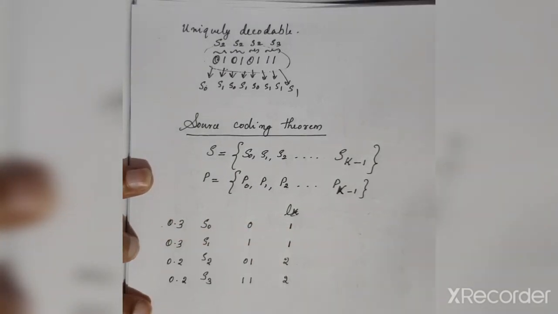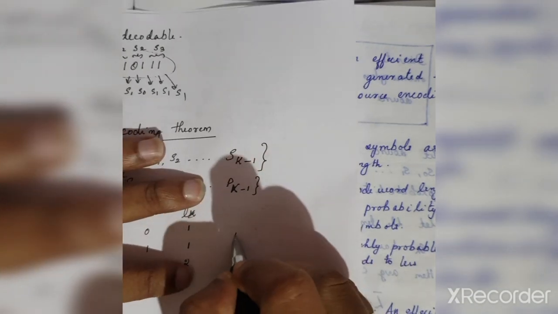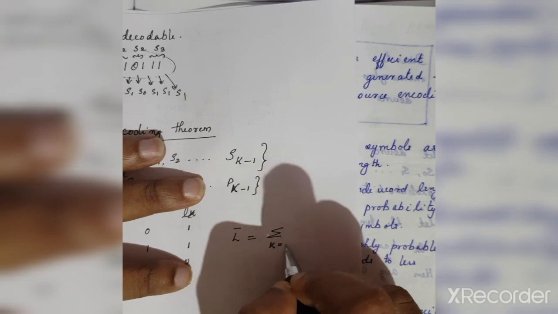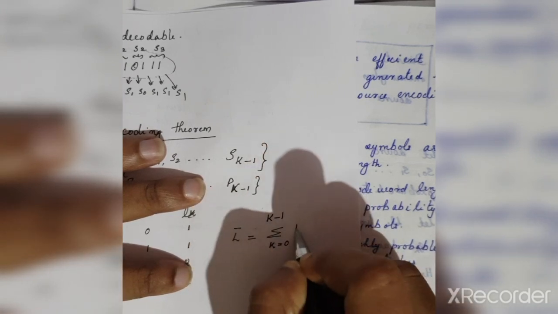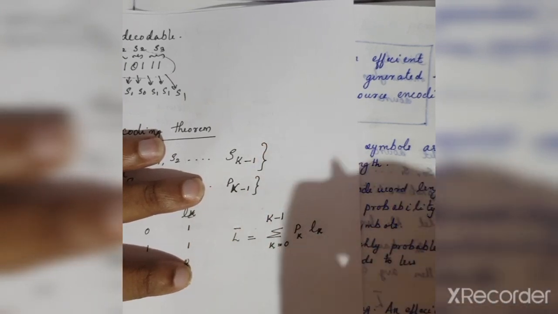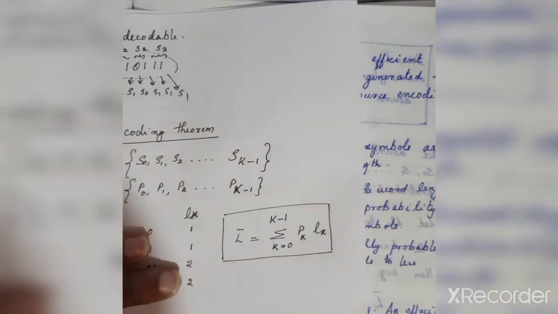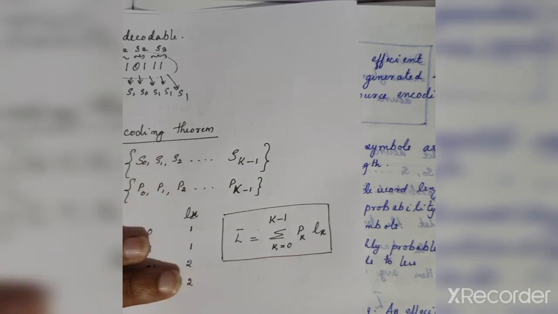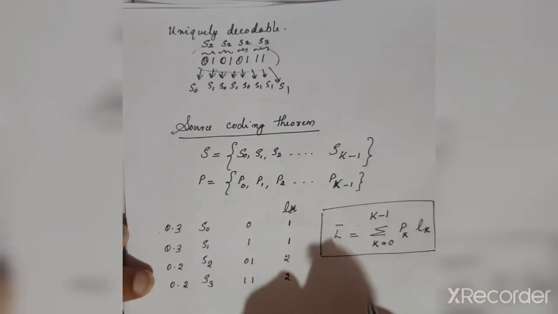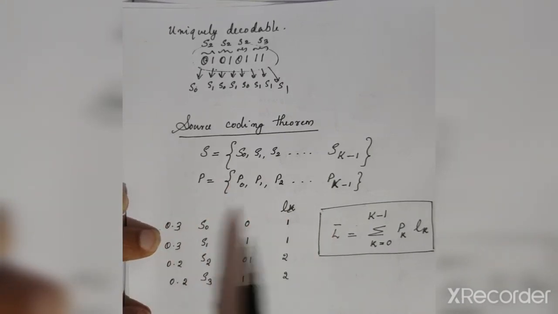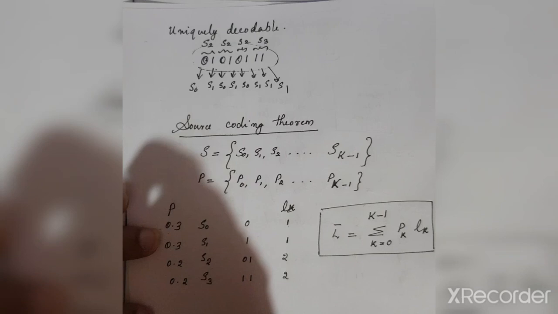Now we have a concept called the average code word length, which is given by the summation over k equals 0 to K minus 1 of pk times lk. This is what we call the average code word length, and this term is what we use to calculate the efficiency of the code. From here we can see how to calculate it: 0.3 times 1, and so on, where pk is the probability and lk is the length.